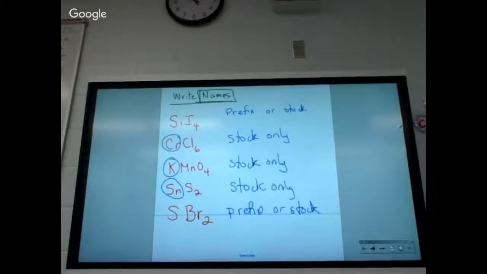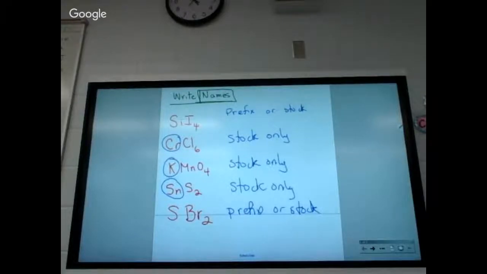The vast majority of your exam, the vast majority of this course will be written in what style of naming? Yes. The modern style of naming. Okay, so I get how to do the math and everything, but what does oxidation number mean? We're going to learn that as we cruise through the course.